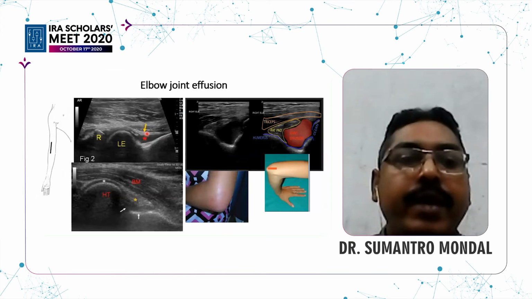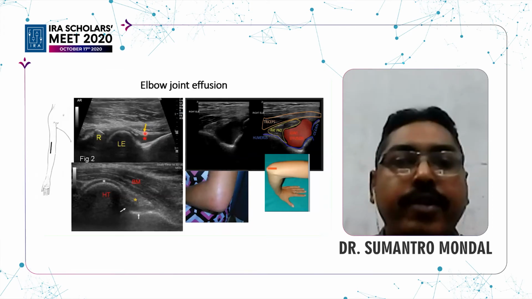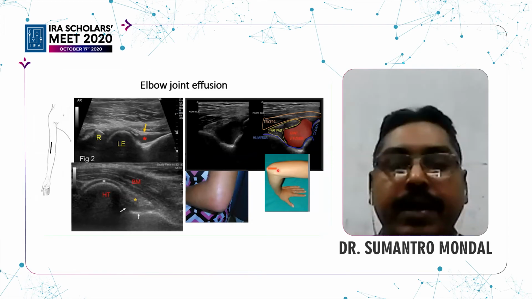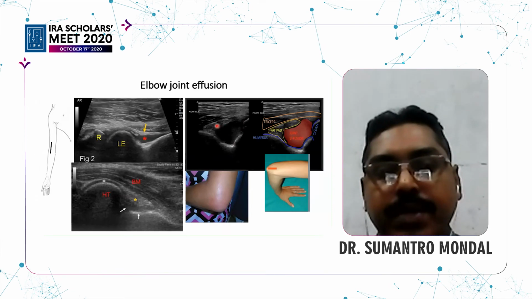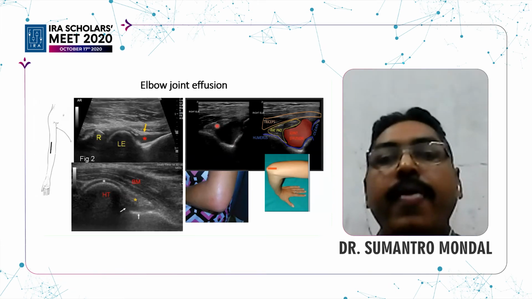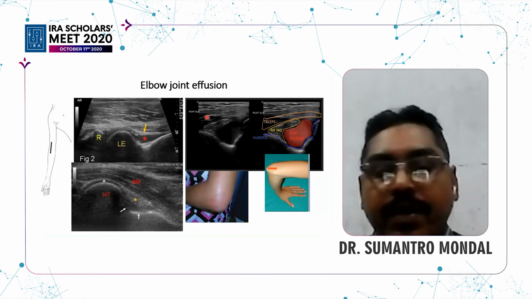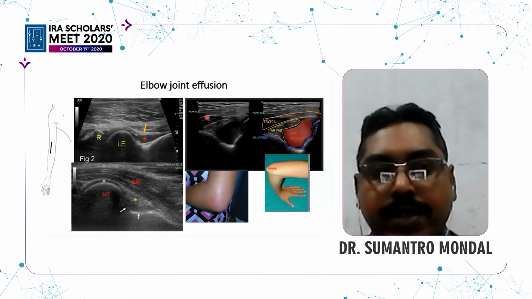anteriorly. Similarly, one can detect the presence of fluid in the olecranon fossa, and in this case, this is fluid in the posterior aspect of the elbow joint in the olecranon fossa with a clear displacement of the fat pad posteriorly, and it is covered by the triceps tendon or the long head of the triceps tendon.